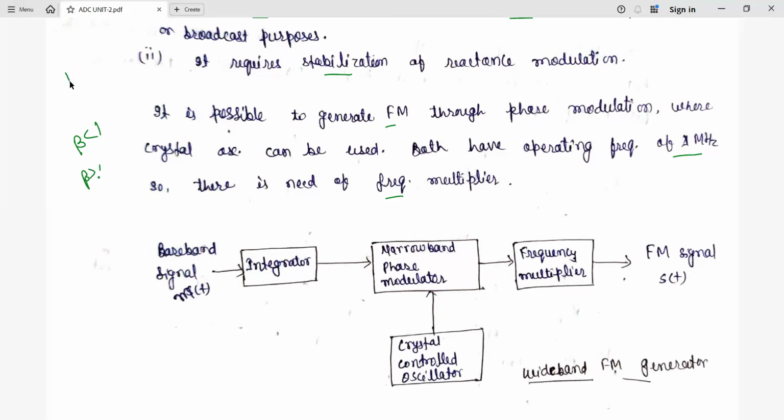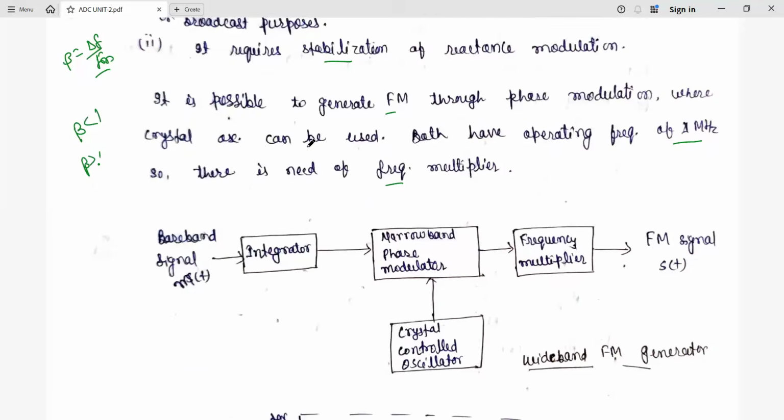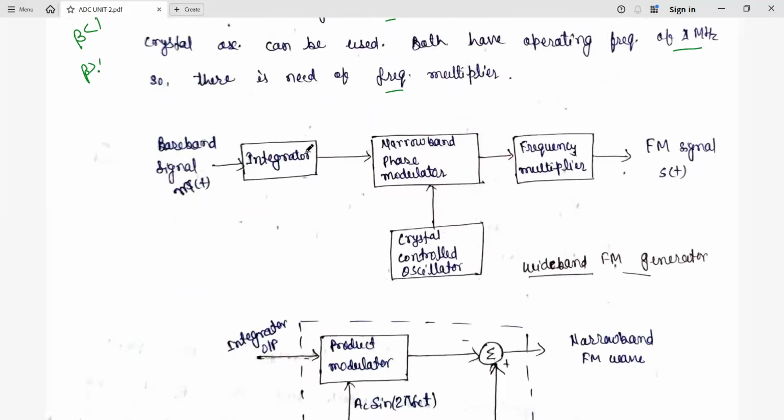And beta is what here? That is del F by fm. Del F is the frequency deviation, fm is the frequency of the message signal. So here you see this block diagram which is used to generate first the narrowband FM. Here we'll get the narrowband FM, and later here we have wideband FM with the help of the frequency multiplier.